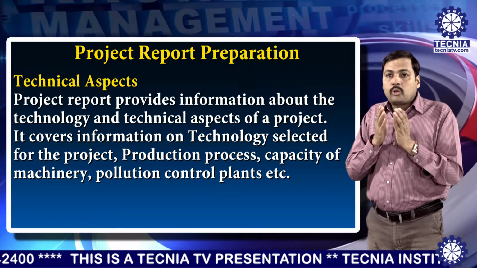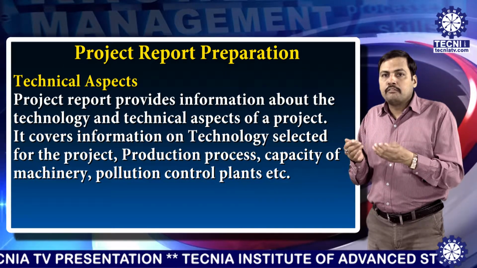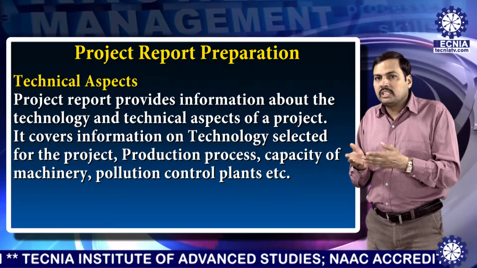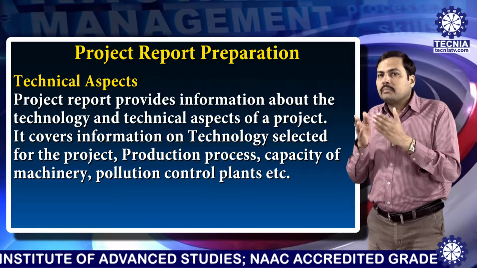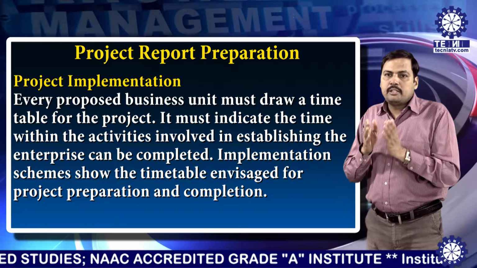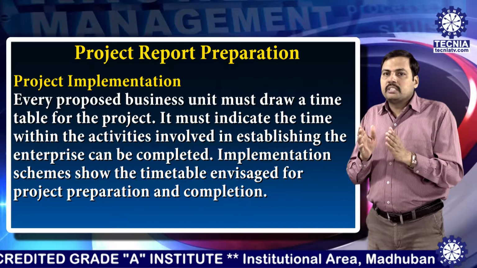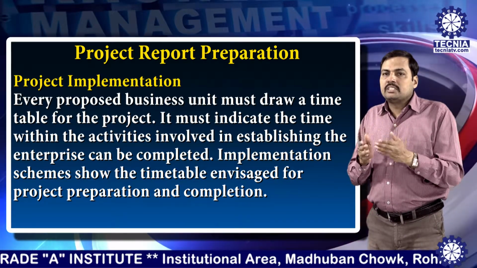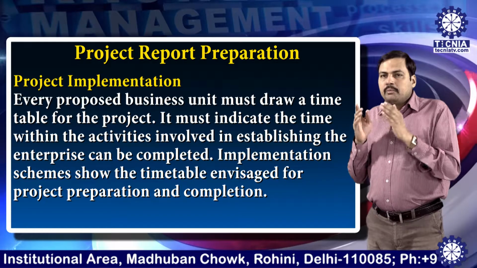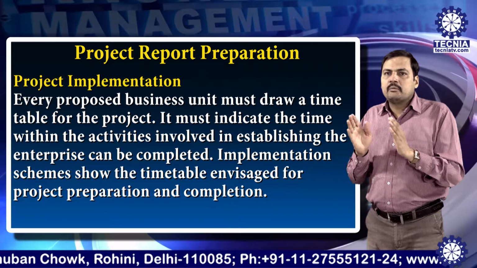Technical aspects. Project report provides information about the technology and technical aspects of a project. It covers information on technology selected for the project, production process, capacity of machinery, pollution control plans, etc. Project implementation. Every proposed business unit must draw a timetable for the project. It must indicate the time within which the activities involved in establishing the enterprise can be completed. Implementation schemes show the timetable envisaged for project preparation and completion.